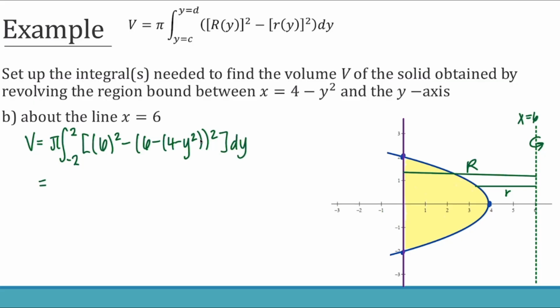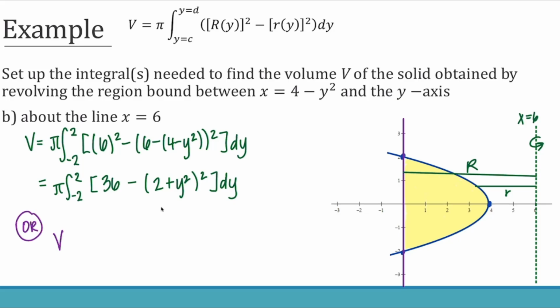So let's simplify this a little bit or clean it up. So we have -2 to 2. Let's write it as 36 minus 2 plus y squared dy. So remembering to distribute, and then 6 minus 4 is 2, and then the negatives become a positive. And for the same reason as the previous one, we have the option to set up the volume as 2 pi using symmetry, the integral from 0 to 2 of the same integrand, 36 minus 2 plus y squared dy.